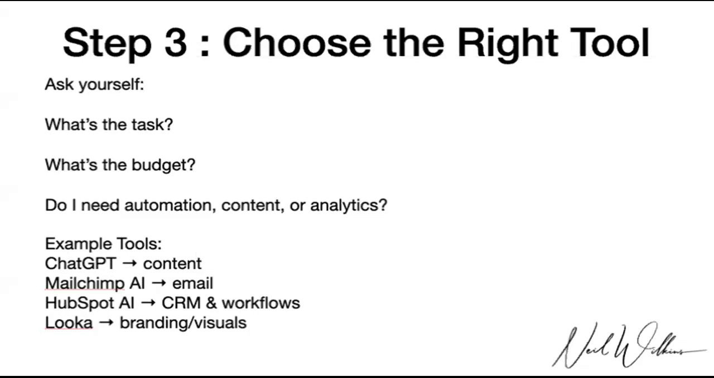And it probably isn't getting your AI to try and do everything. It's probably honing in on a specialist area. So we would have example tools that are going to be probably best in class right now for particular things you want them to do. So ChatGPT, for example, for creating content, MailChimp AI, maybe for helping you with your email journeys or projects, HubSpot AI for some CRM or workflows, and Looker maybe for some branding or visual creation. There are many, countless many more AI tools in each of those examples.